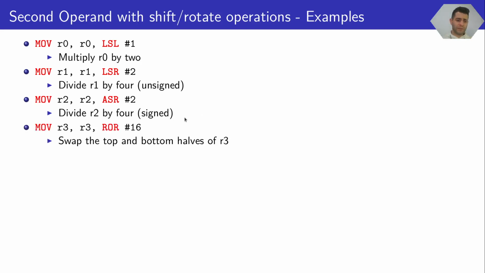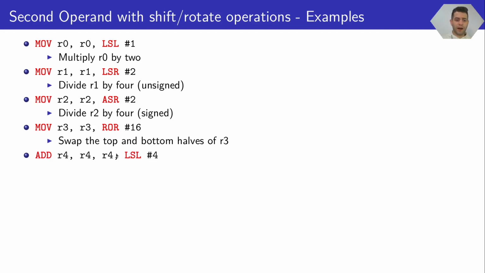Then here we are rotating right by 16, R3, and we are writing it back to R3. So what we are doing here, in practice, is swapping the top and the bottom halves of R3. Then, okay, this is quite tricky.